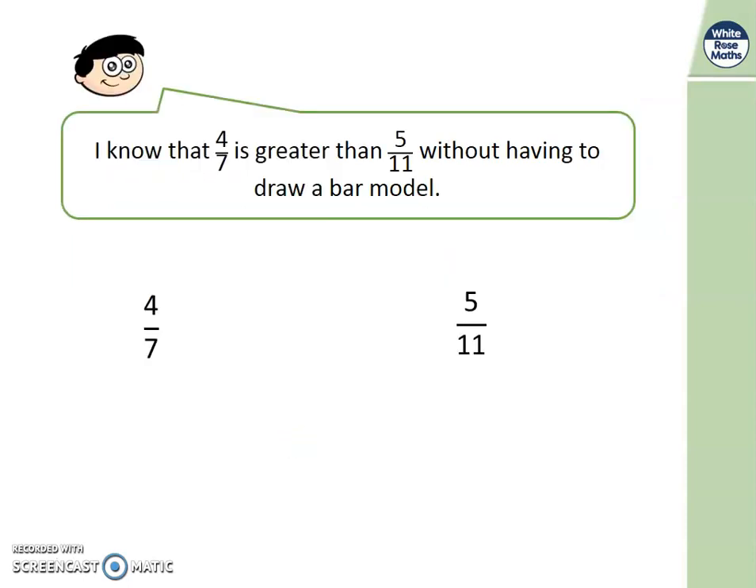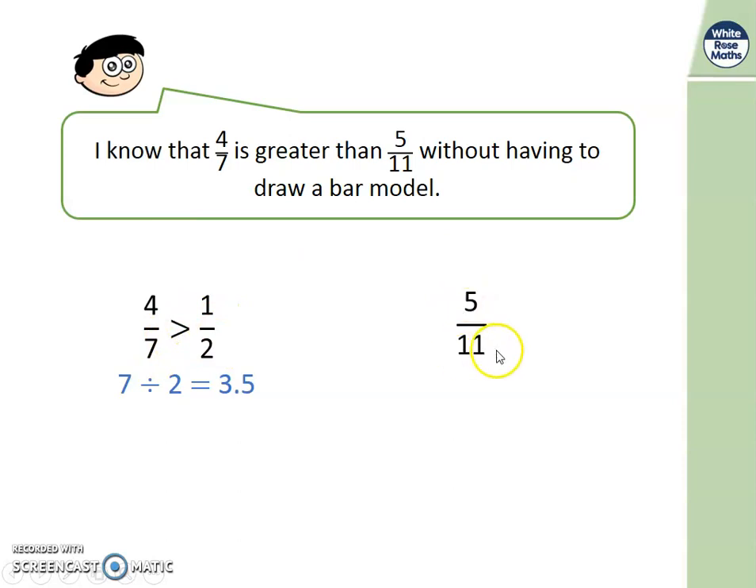Let's have a look at it then. He's going to use his knowledge of half. What is a half? Well, if I take the denominator 7 and halve it, I get 3.5. So if this was equivalent to a half, it would be 3.5 out of 7. This is more than 3.5, isn't it? 4 is more than 3.5. So therefore 4/7 is greater than a half.